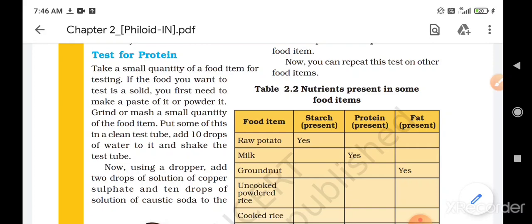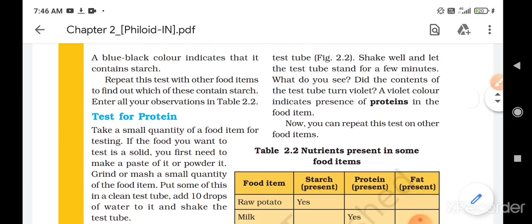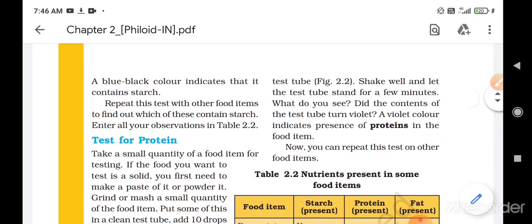Okay, we shake it, and after some time put 2 to 3 drops of copper sulfate solution in test tube 1. Then we will shake it again. After some time we will see that test tube 1, which contains the soluble food item tested for the presence of protein, turns violet or light blue. Okay, so we will see this test with the help of video.